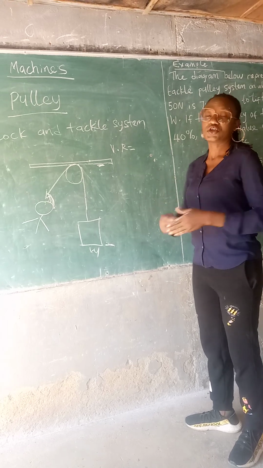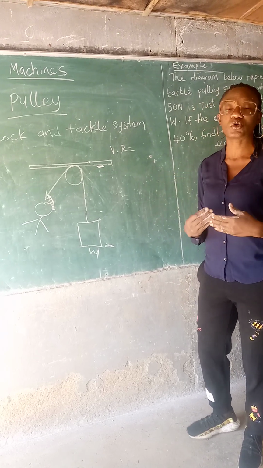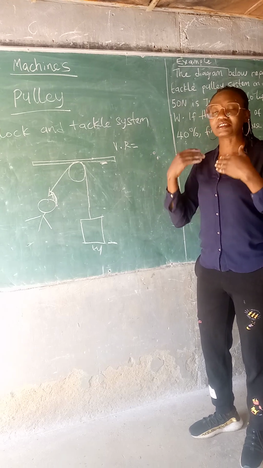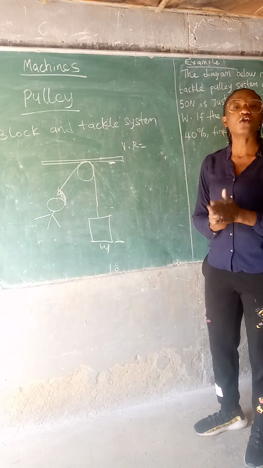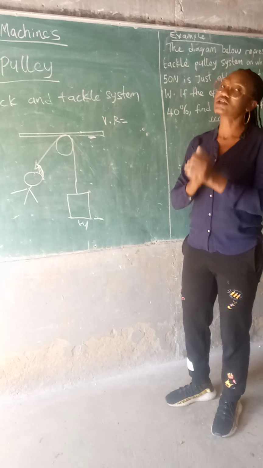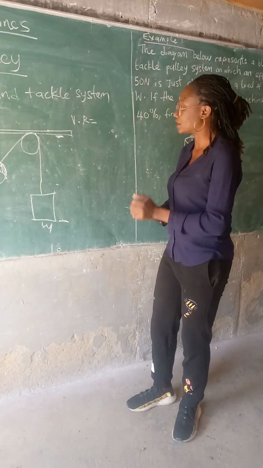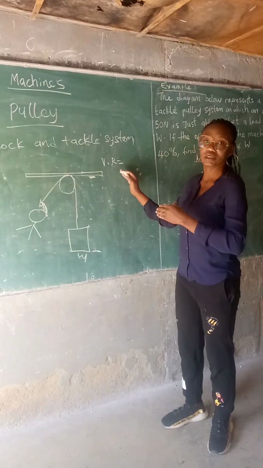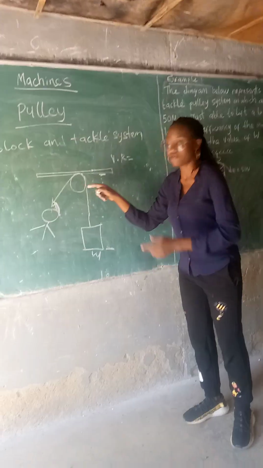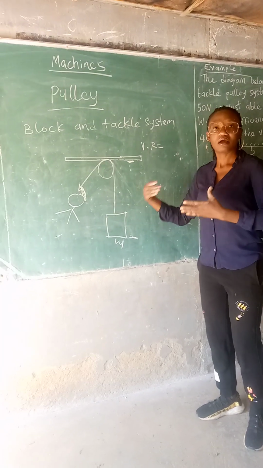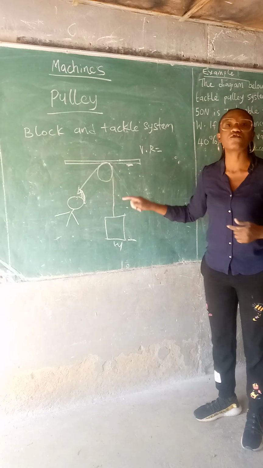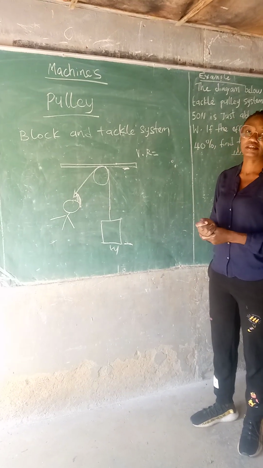So in the last class we talked about velocity ratio as the distance moved by effort over the distance moved by load. But when we're talking about pulleys, the velocity ratio is equal to the number of pulleys, which is the wheels, or the number of ropes supporting the pulleys.